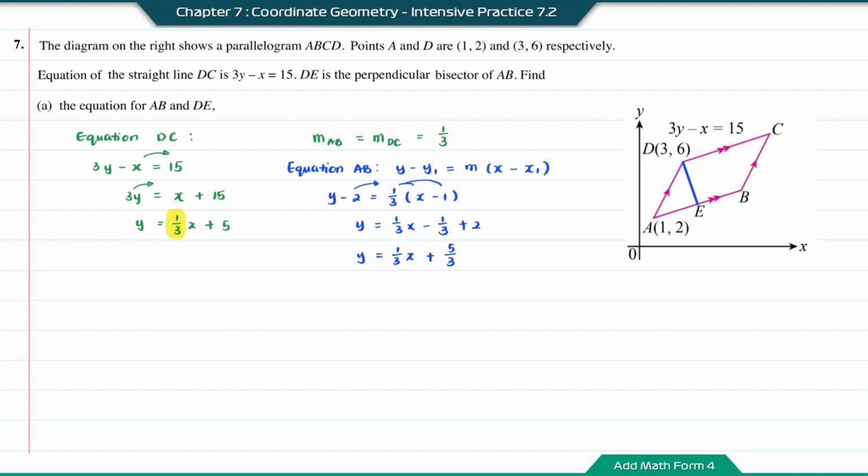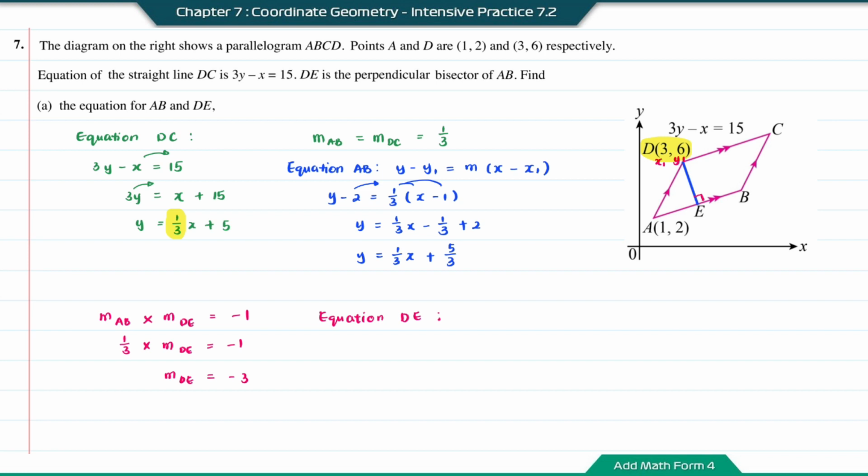As for the straight line DE, we already know the coordinates of the point D, so we just need to find the gradient of DE. As DE is the perpendicular bisector of AB, this means when we multiply the gradient of DE with the gradient of AB, this will equal negative 1. So here, 1 over 3 times gradient DE equals negative 1. Then move the 1 over 3 to the right hand side. It will be negative 1 times 3, which is equal to negative 3.